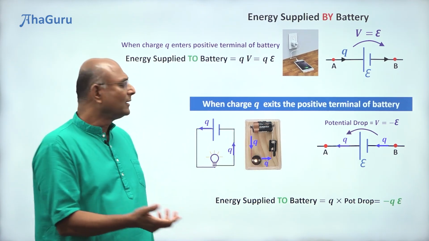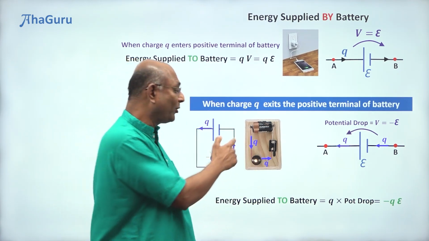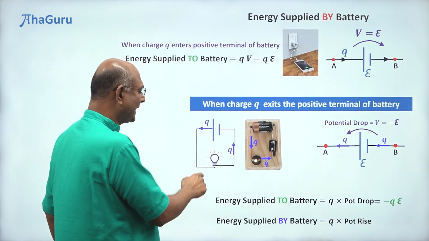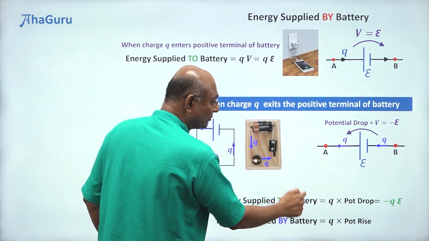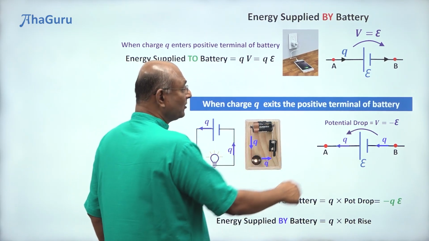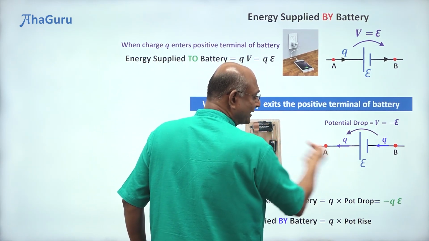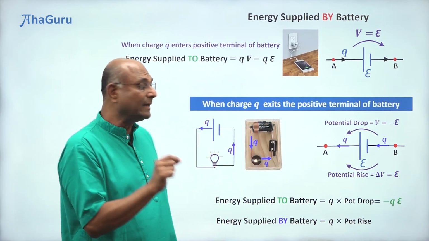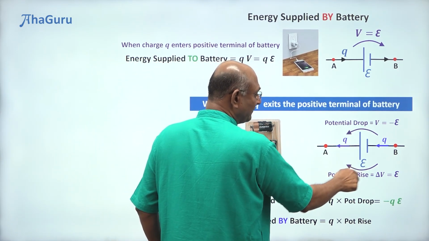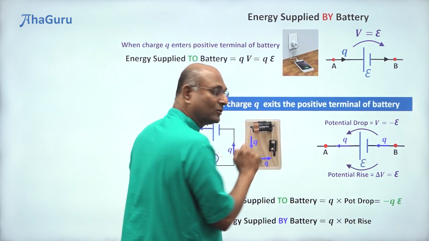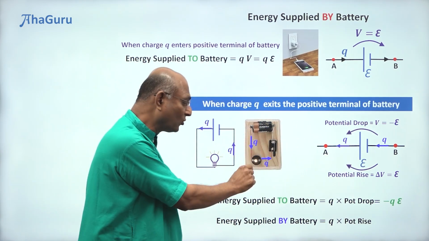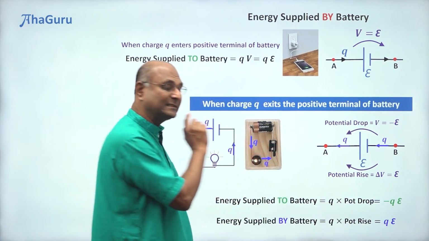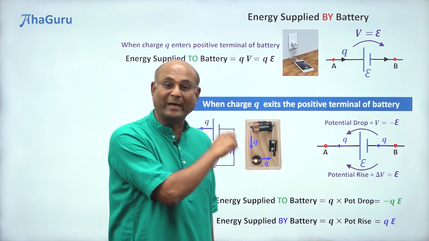What does that tell you? Negative energy supplied to the battery means positive energy supplied by the battery. But we already have a formula for that. We can say energy supplied by the battery is Q times potential rise from the entry to the exit. What is the potential rise? Potential rise is equal to delta V, which is equal to EMF in this direction. Here we are talking about potential rise, so that is equal to the EMF. And so Q into potential rise is Q times E. So the energy supplied by the battery is Q times E.